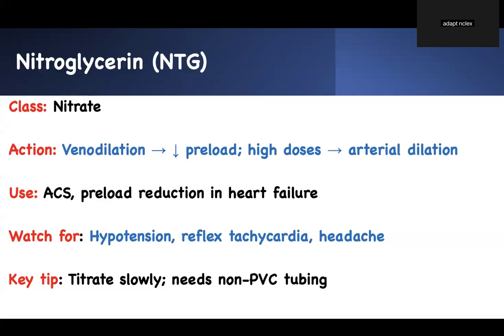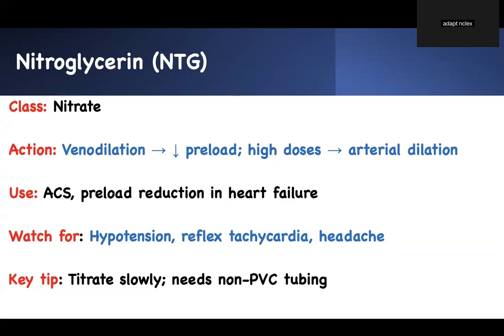Next medication is nitroglycerin. Everybody knows nitrate is a venodilator, it acts on the vein, right? It increases the capacitance of the vein, so it decreases your preload and keeps all the blood in the vein. It doesn't go to your heart. But when you increase the dose, it becomes arterial and venous dilation, so it can act on both the preload and the afterload. We use it mostly for preload in heart failure.